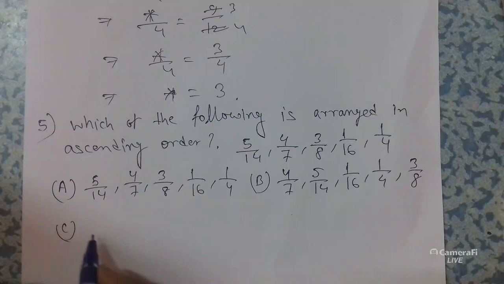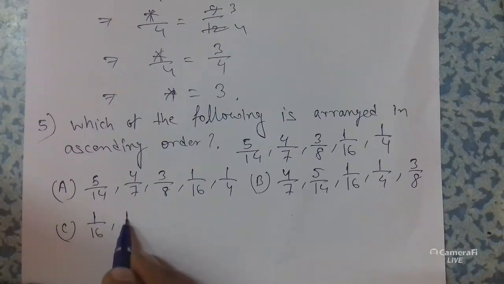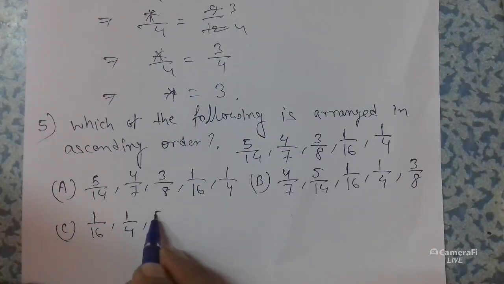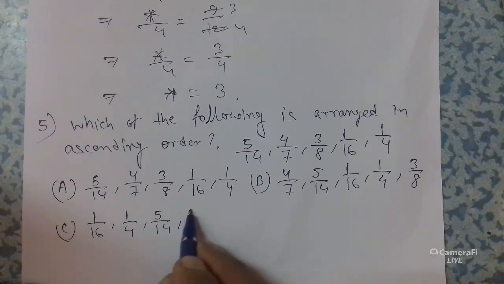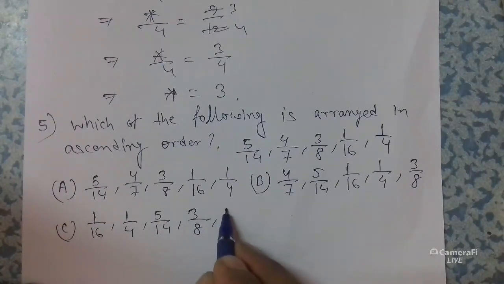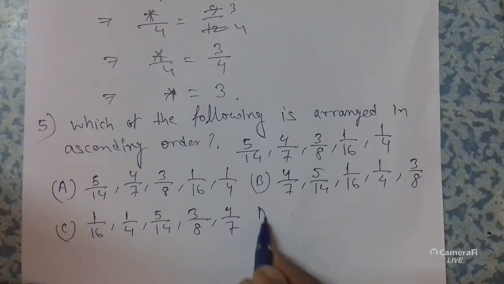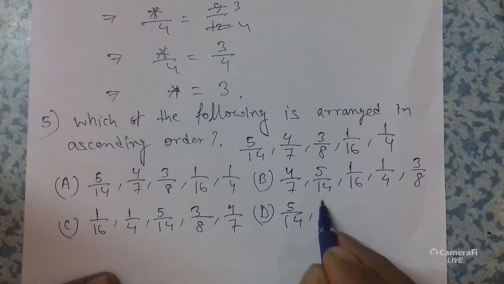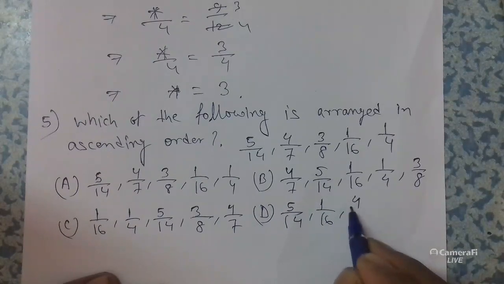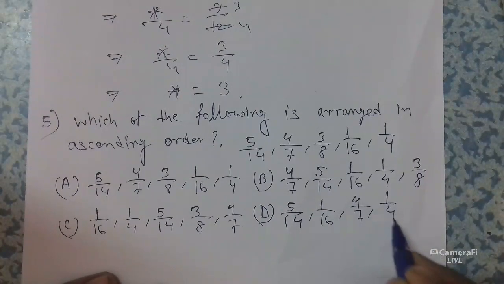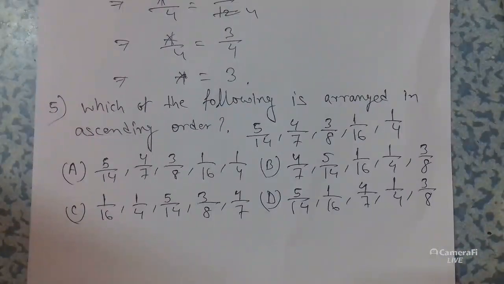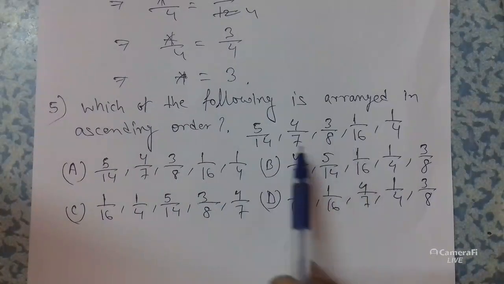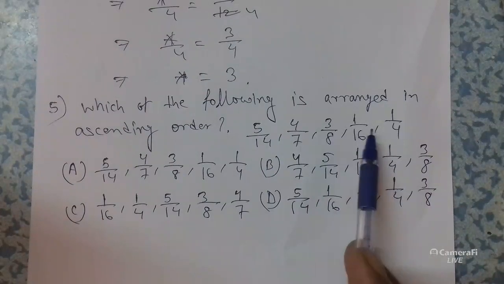Option C, 1 by 16, 1 by 4, 5 by 14, 3 by 8, 4 by 7, and option D is 5 by 14, 1 by 16, 4 by 7, 1 by 4 and 3 by 8. Now we have to find out the correct option. So we have to arrange these values in ascending order.